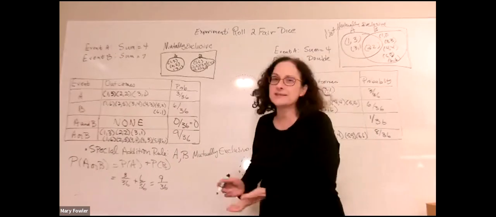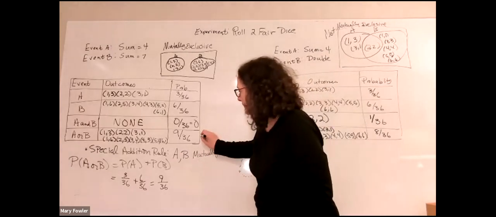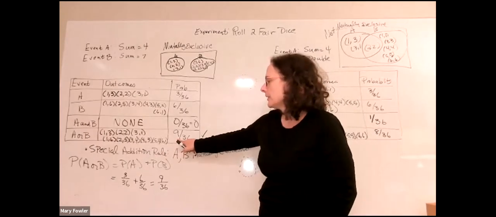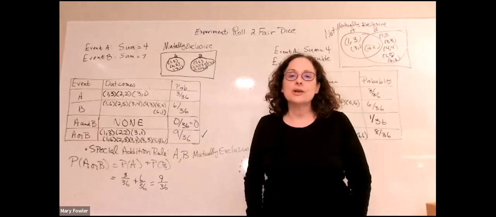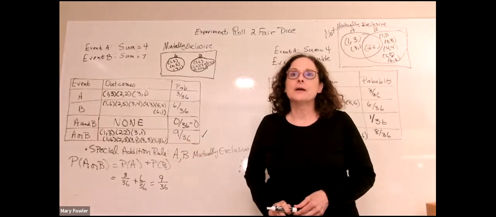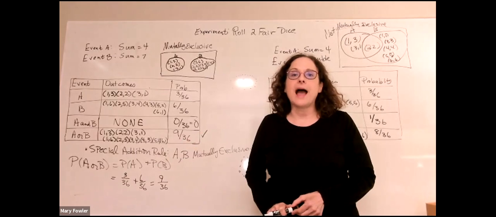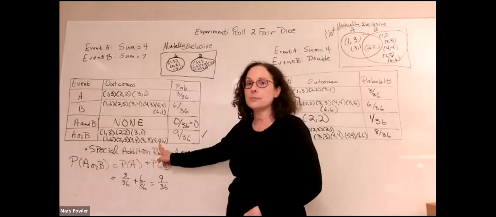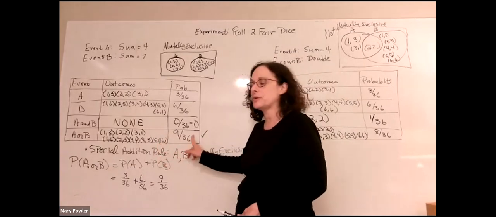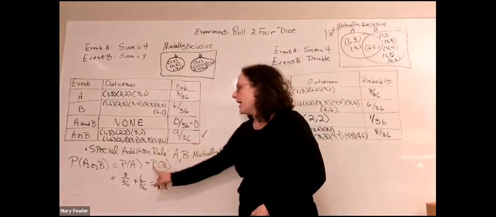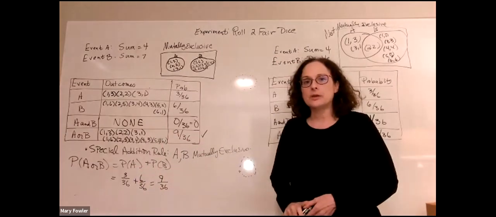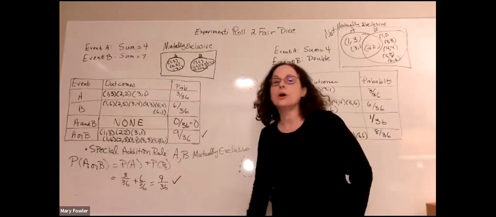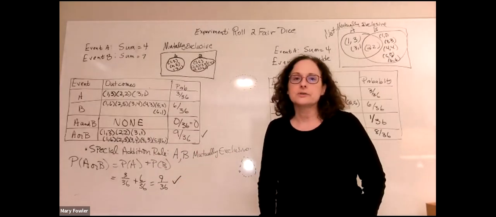This isn't really a proof, but it is nice to note that when we calculated the probability of A or B using the equally likely outcome method, which just counted up the outcomes in A or B and divided by the size of the sample space, we got 9 over 36. And now when we calculate the probability of A or B using the special addition rule, we also get 9 out of 36. Good.